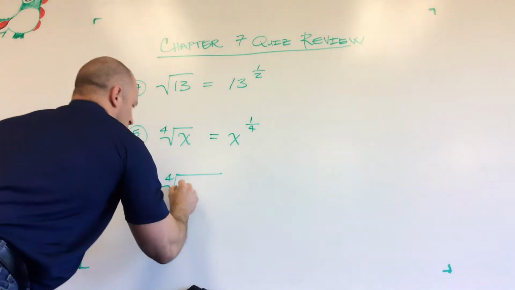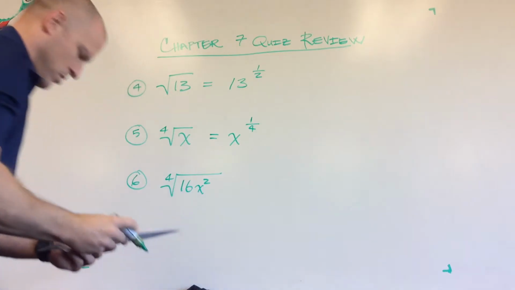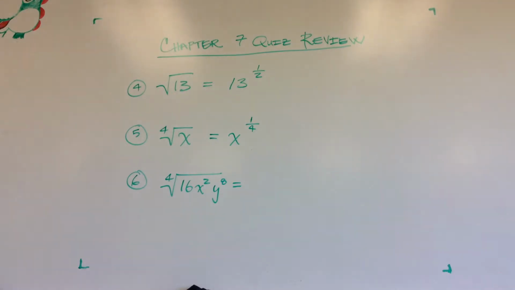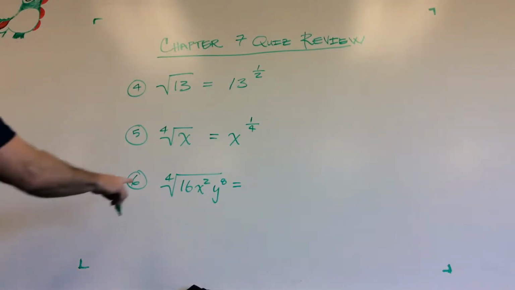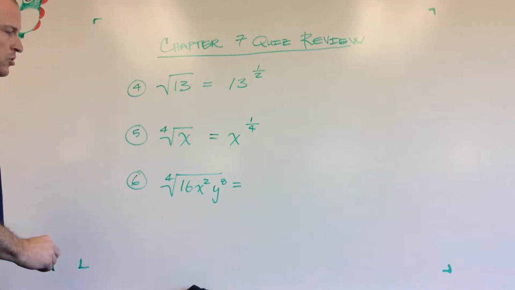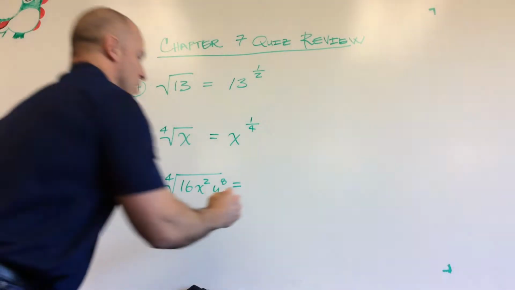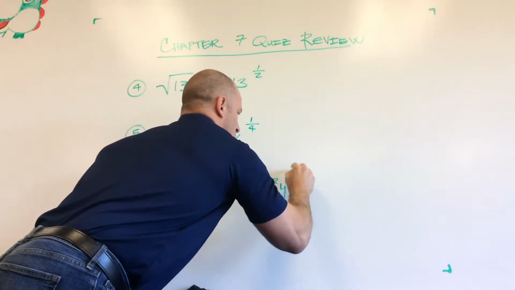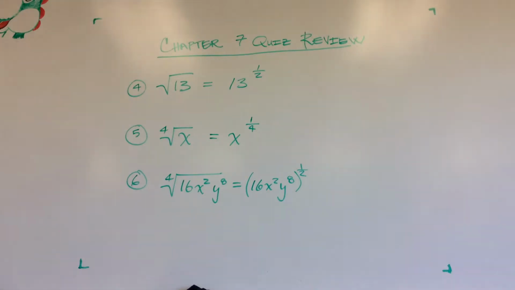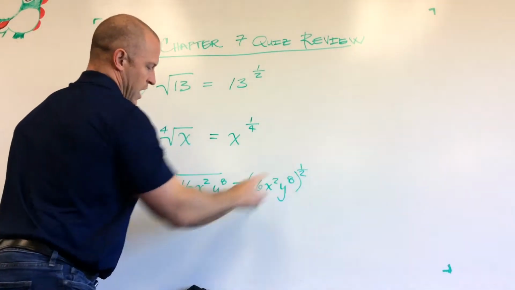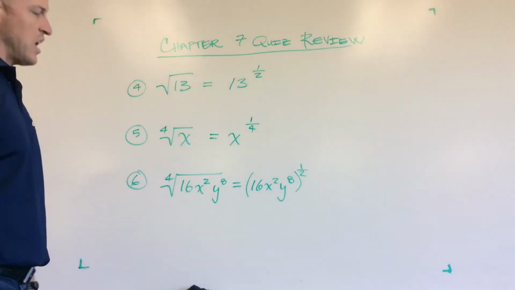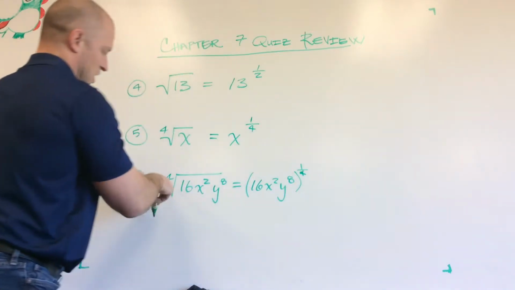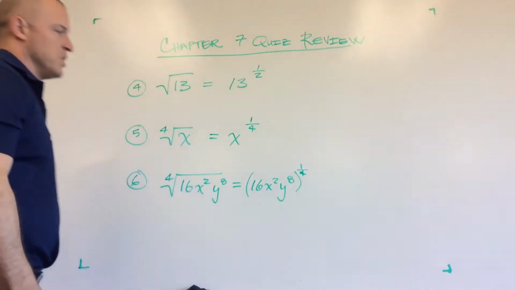of 16 x squared y to the 8th. We're trying to move to a fractional exponent, so the first thing we can do is convert this radical to a 1/4 power. In other words, this expression to a power is the same as this expression inside of the 4th root. Excuse me, that's not to the 1/2. It's to the 1/4 because, again, we have an index of 4, so that's going to be 1/4.